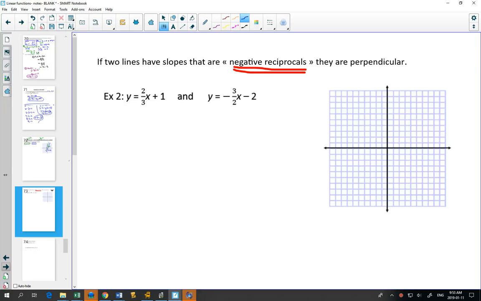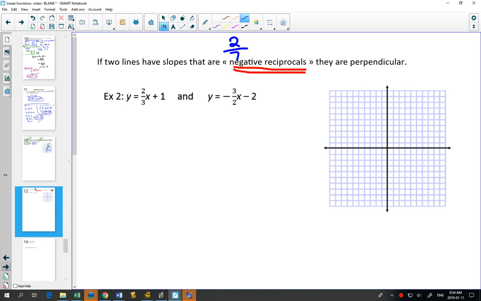If two lines have slopes that are negative reciprocals, they are perpendicular. What does a negative reciprocal mean? An example right above would be if I took one fraction that was 2 over 7, a reciprocal means you flip the fraction. You've seen that because you've learned about dividing by fractions, and you've learned that to divide by fractions, we need to multiply by the reciprocal.